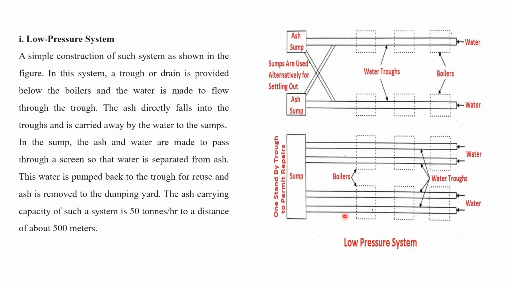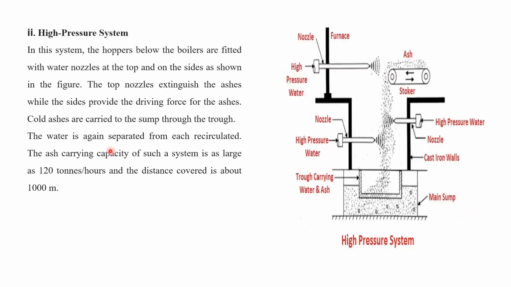In the low pressure system, there are four troughs. These troughs can be isolated for maintenance purposes, or can be used one by one, or can be used four at a time and collected into the sump. This is about the low pressure system. What about the high pressure system?